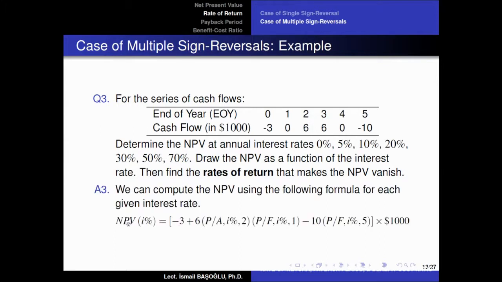So how do we formulate the net present value? Remember, all of these values are given in $1,000, so in the end we can multiply everything by 1,000. But let's write down the net present value. We have -3 as the initial payment, so the present value is going to be exactly -3. We have two $6 payments at the second and the third year, and we are going to use a uniform series present worth factor. So we will discount these 2 years of uniform series payments to the first year first.